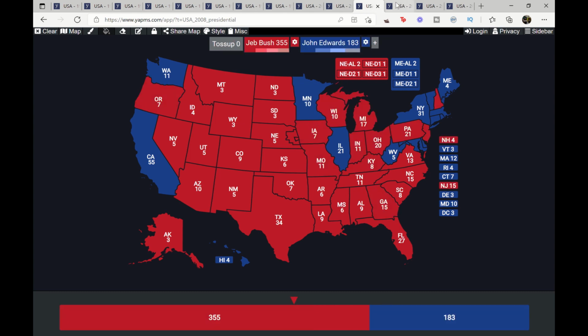Anyway, let's move on to 2012, and in 2012, it'd be Bill Clinton versus Jeb Bush. Bill Clinton gets a very interesting coalition.